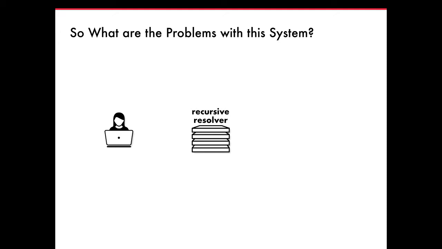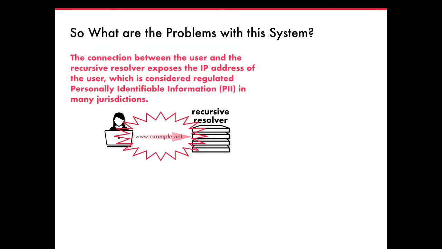But there's some serious problems with this. There's some serious problems with the way the DNS that we use across the internet is built and works every day. The first problem, as I've already mentioned, is that when you send your request for www.example.net, the server that you're talking to, the recursive resolver, captures your information. It captures the IP address that you're coming from.